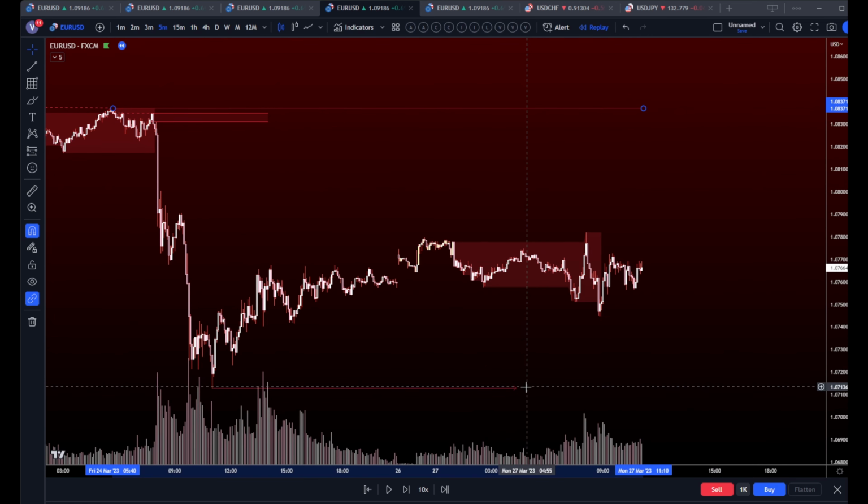And you can see that this is very corrective price action, guys. So even though there are going to be internal swings formed, you're not going to want to trade this price action until we start seeing some more impulsive movement.